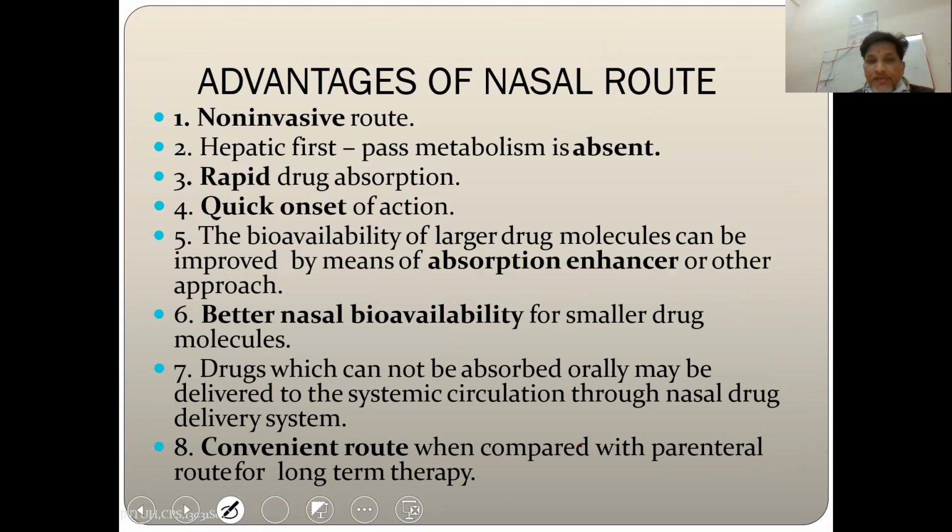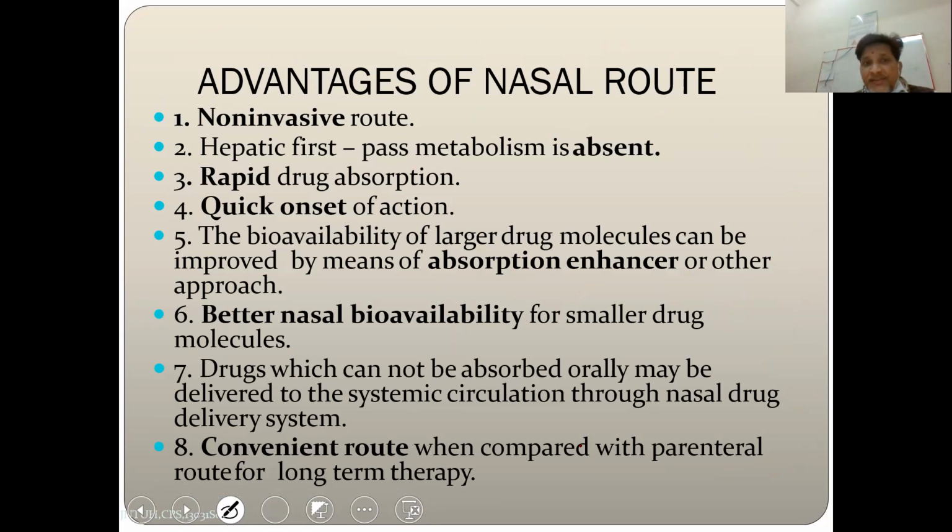One is through the olfactory fossa, through the olfactory mucosa. In that case, the drug absorbed from the nasal cavity is directly drained into the CSF and then distributed throughout the brain. And the second one is through the respiratory epithelium, which goes into the systemic circulation.